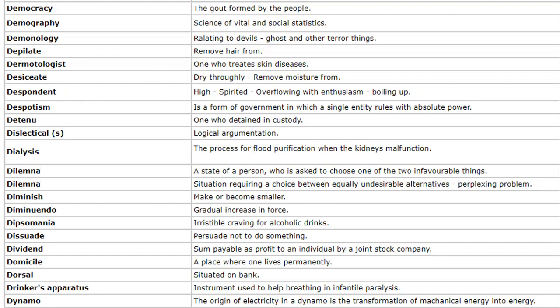Then domicile, a place where one lives permanently, said to be domicile. Then dorsal, situated on back. Then dynamo, the origin of electricity in dynamo is the transformation of mechanical energy into electrical energy.